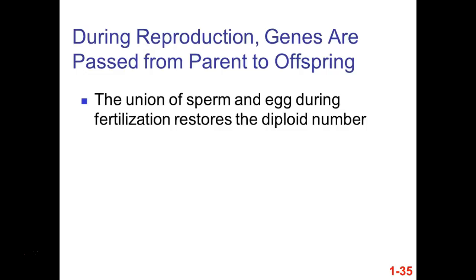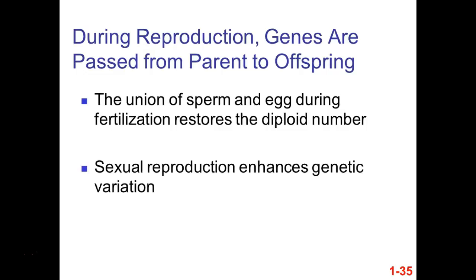So the union of the sperm and the egg restores that diploid number. So now we've got the two copies. This is beneficial to us because this creates genetic variation. Although for some of us that isn't always necessarily easy to see.